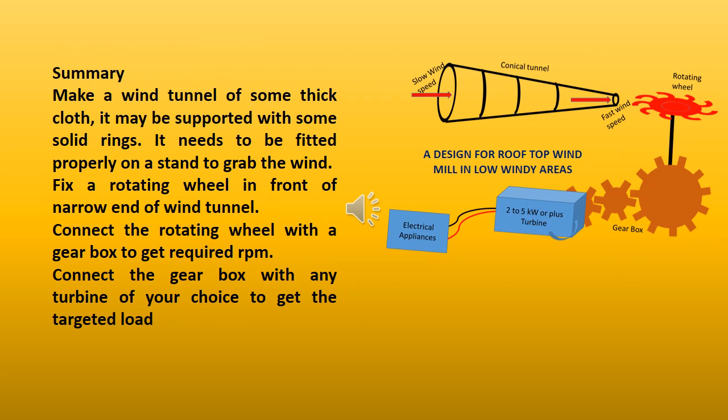So here is a summary of all the process. Make a wind tunnel of some thick cloth. It may be supported with some rings, solid rings. It needs to be fitted properly on a stand to grab the wind. Fix a rotating wheel in front of the narrow end of the wind tunnel. Connect the rotating wheel with the gearbox to get the required RPM. Connect the gearbox with any turbine of your choice to get the targeted load.